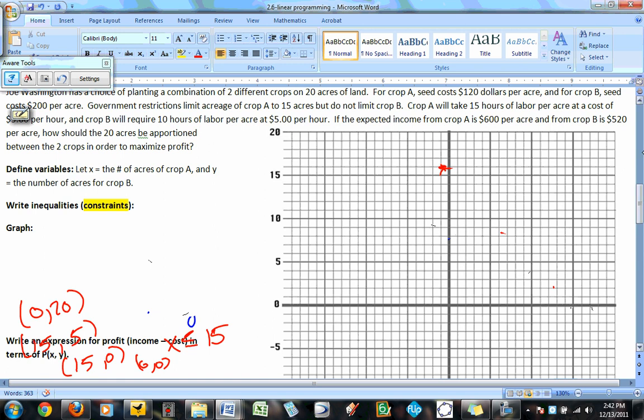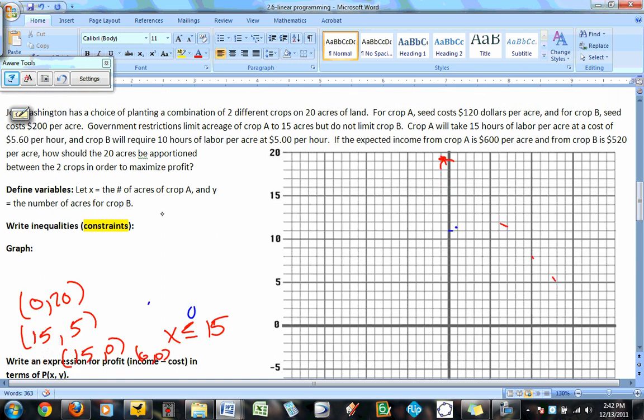All right, so we're going to have two expressions. One for my A crop and one for my B. So let's go ahead and write crop A. It talked about profit. The expected income from crop A is $600. So my income would be $600. And we have to subtract everything it's going to cost us. Crop A will take 15 hours of labor per acre, at $5.60 per hour.